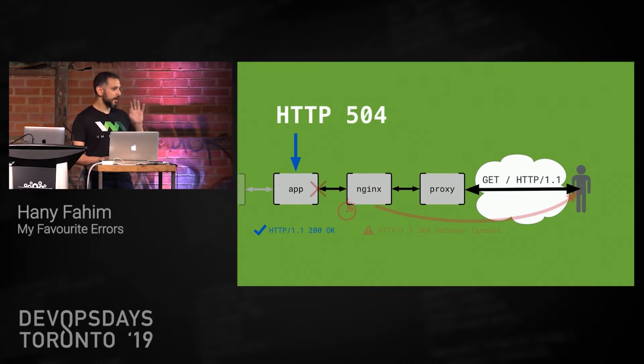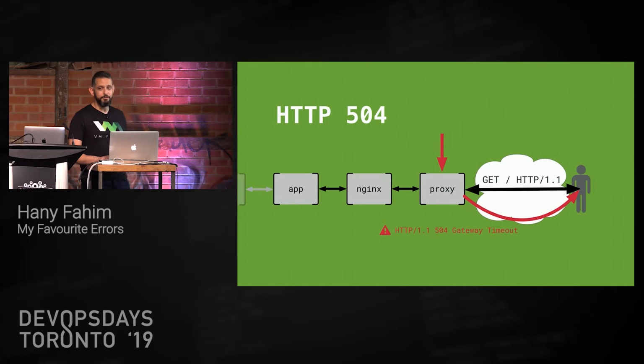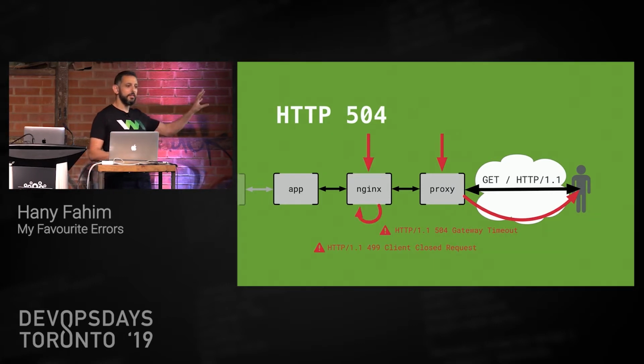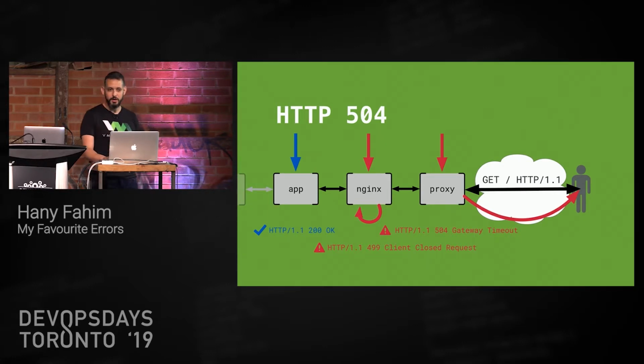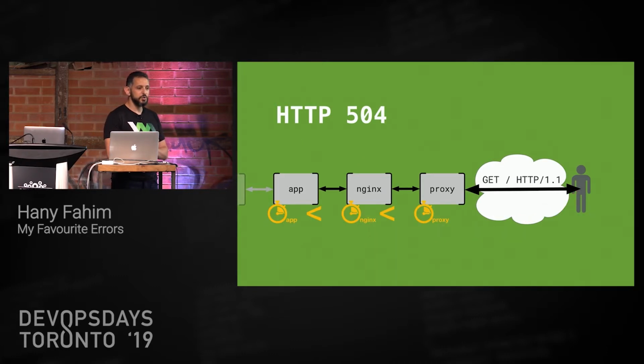In fact, it's entirely possible that with a single request, the proxy will record a 504 gateway timeout, Nginx will record a 499, and the app server records a 200, which is incredibly confusing. A little trick that I learned to avoid this circumstance is to set up your timeouts in ever-increasing values the higher up in the stack that you go.